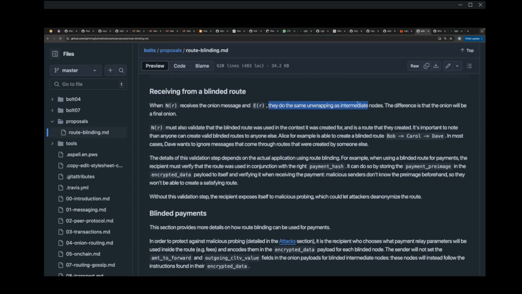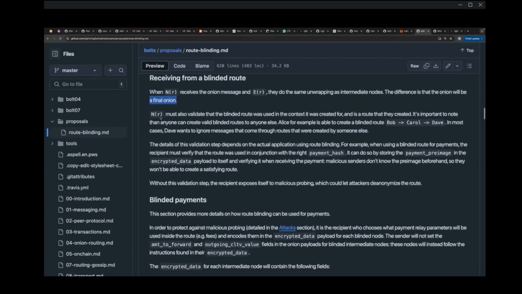They do the same unwrapping as intermediate nodes. The difference is that the onion will be a final onion because the receiving node would obviously know that I'm the final receiver of the payment. So NR must also validate that the blinded route was used in the context it was created for. So if I created a blinded route for a particular payment, it should not be used for some other cause, because obviously a blinded route can be used for anything. It's just a routing scheme, right?